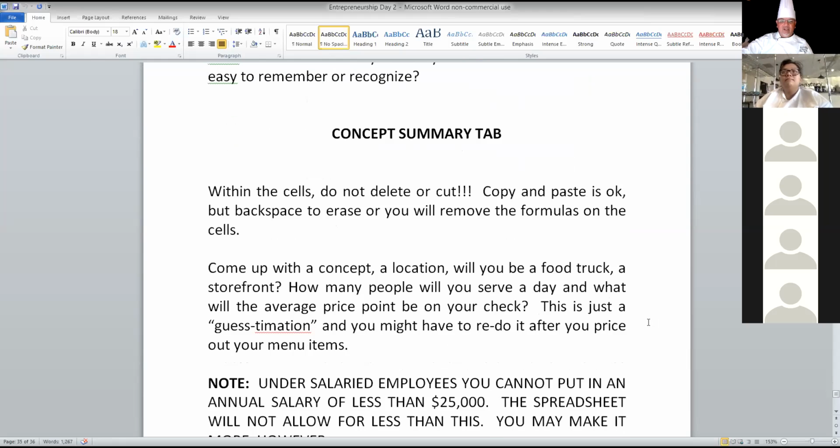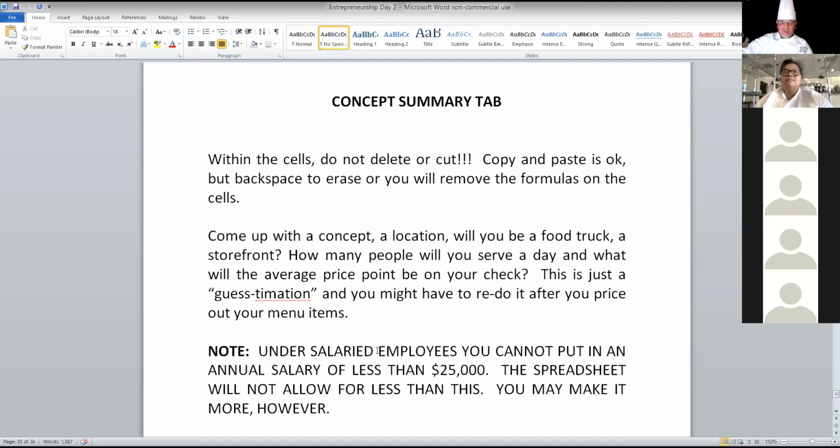So a concept summary. Okay, that's what we're going to talk about, the concept summary. Okay. Let me see if I can pull up that spreadsheet. Where'd it go? Have you guys thought about your project yet? Any thoughts on what you're going to name it?